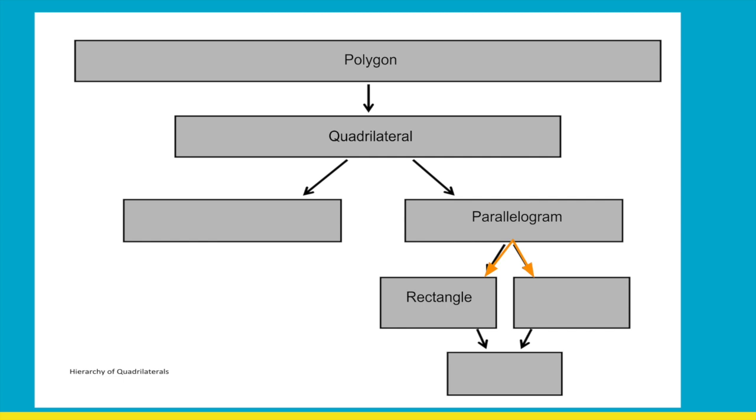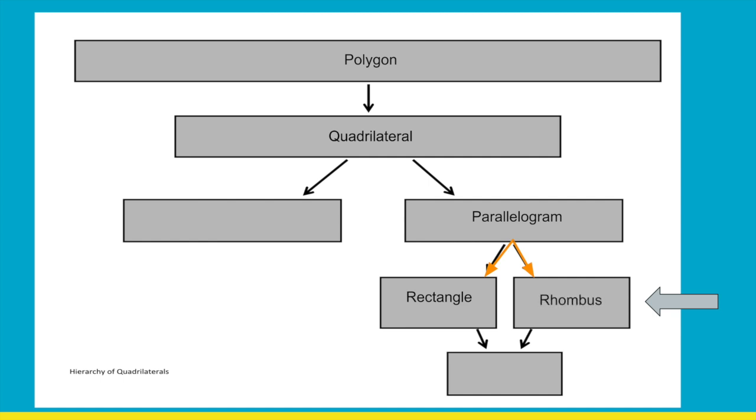These arrows show us that this shape will not have the same attributes as a rectangle. It will have the attributes of a polygon, a quadrilateral, and a parallelogram, but something about it is different from a rectangle. So what's going to go here?